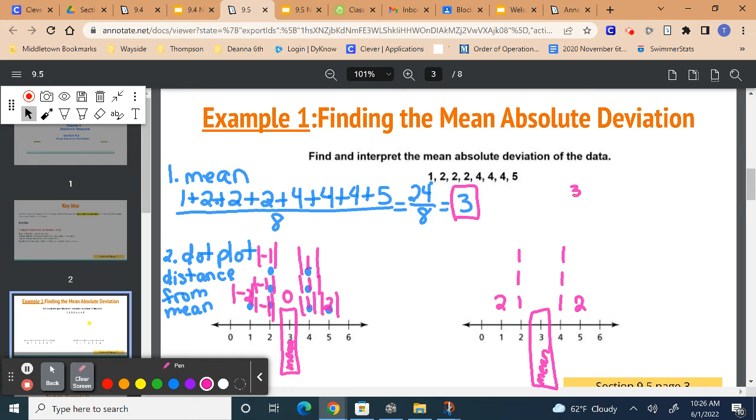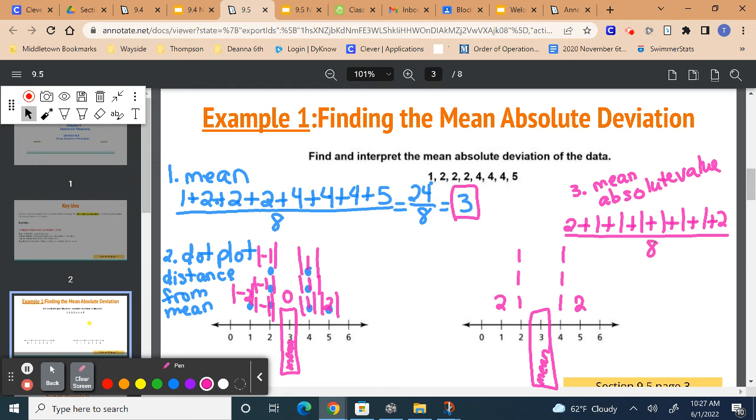Then step 3, you're going to find the mean of your absolute values, and that's going to give you your answer. So we're going to do 2 plus 1 plus 1 plus 1, and then 3 more 1s, and then another 2. We're going to divide it by 8, since we should still have 8. All those add up to give you 10. And 10 divided by 8 gives me 1 25/100.